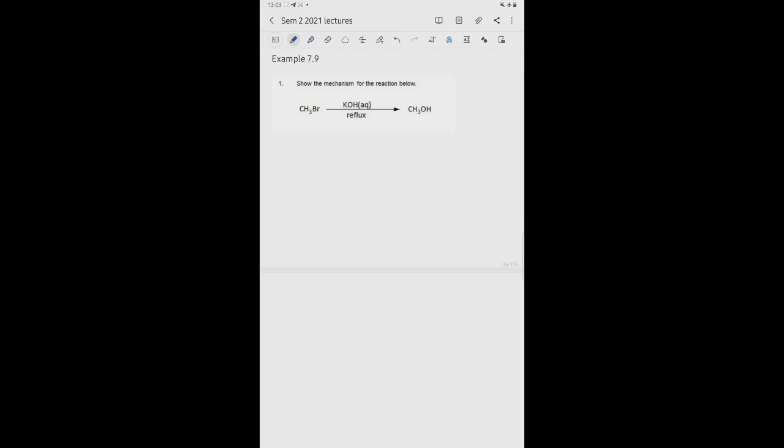Okay, how do we know what type of mechanism occurs? You have to know the classification of the haloalkane. So this is a methyl halide. Methyl halide is more reactive towards the SN2 mechanism. Okay, bimolecular nucleophilic substitution, or SN2, involves only one step of mechanism. So we will start by identifying the type of nucleophile involved in this reaction.